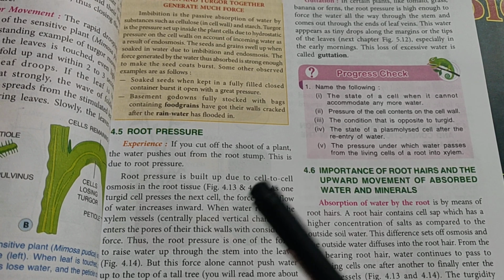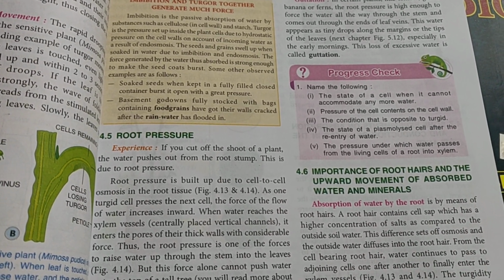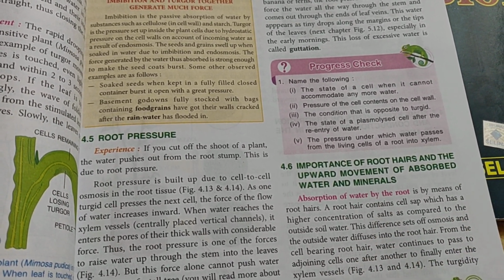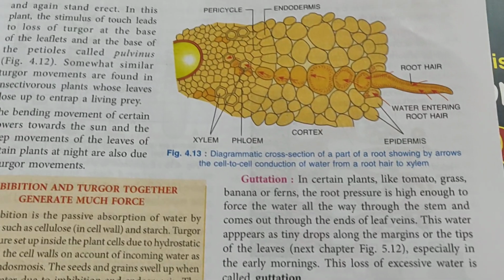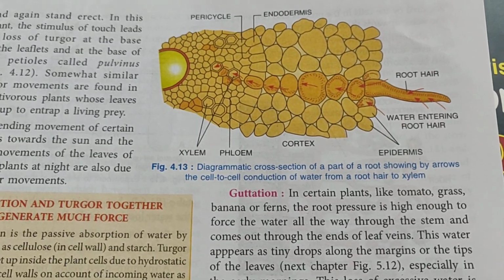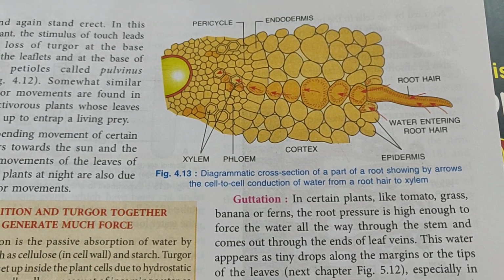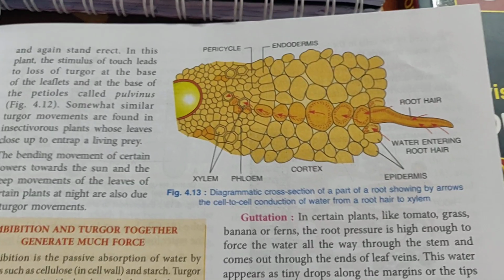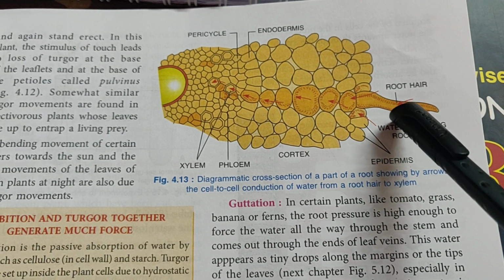Root pressure is generally a pressure that is built up due to cell osmosis, and it helps in the conduction of water. What happens in this case, if we see this figure, we'll be able to understand. This is a cross section of a part of a root, and the arrows show you the direction of the cell to cell conduction. This is a root here, water enters through this root here.